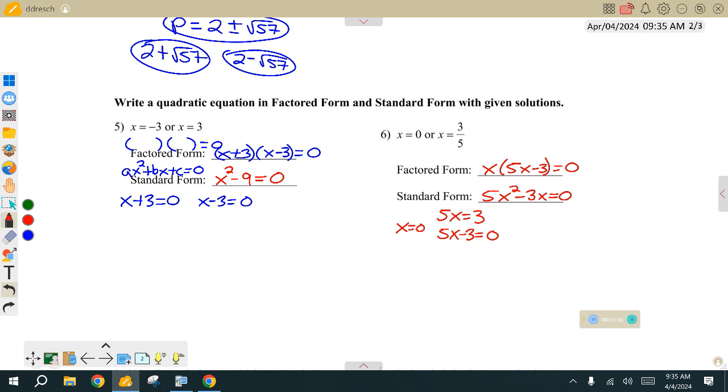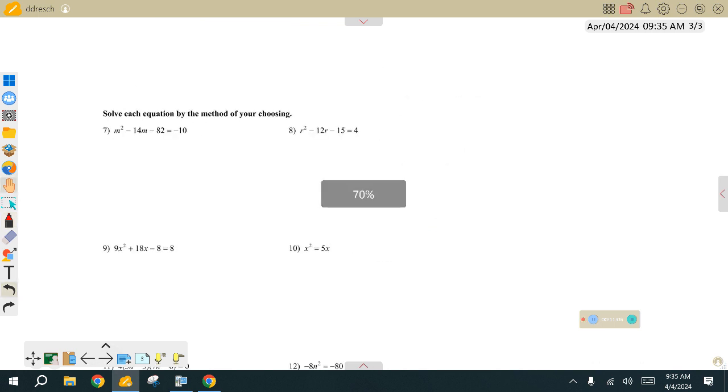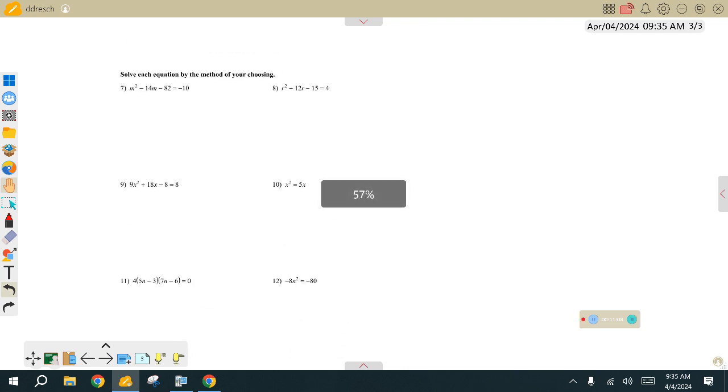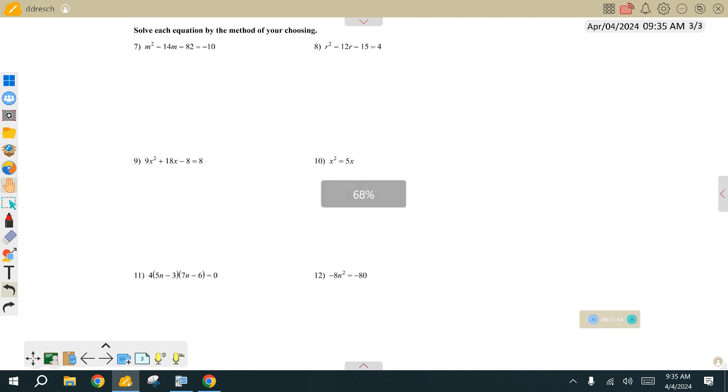Okay. Now let's go to the next page, and I get a hot jumbled mess of a bunch of quadratics. This is again SAT. SAT is not going to necessarily say, hey, use this method, use that method. It's just going to say, hey, go solve it. Okay? What's the best method for the job? All right. So I got a couple of them on here. Let's go do number 8.